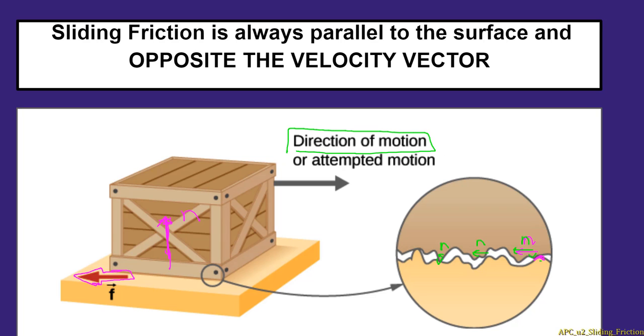Okay, do not worry about the attempted motion. That's what we're going to talk about in class. But this is why I suggest you draw the velocity vector off to the side. It's not a force. Friction will be opposite that. Please write that down.